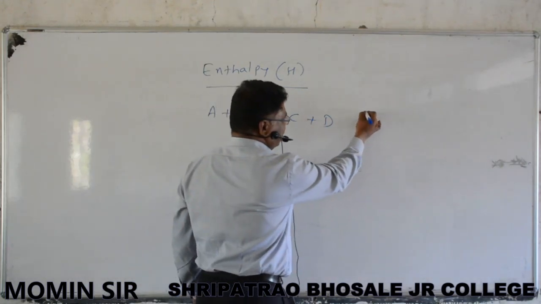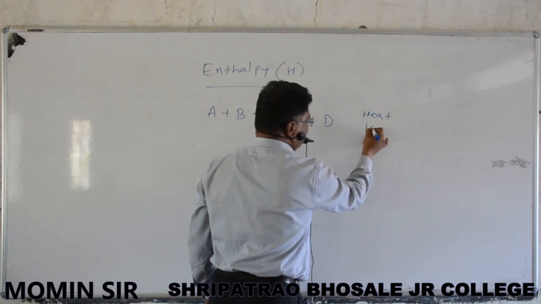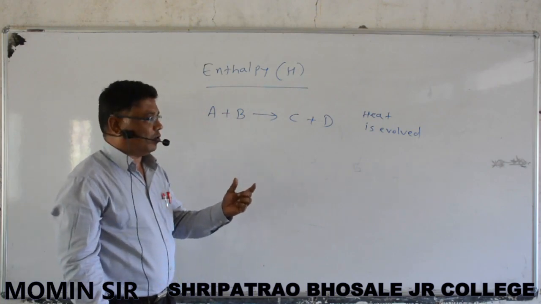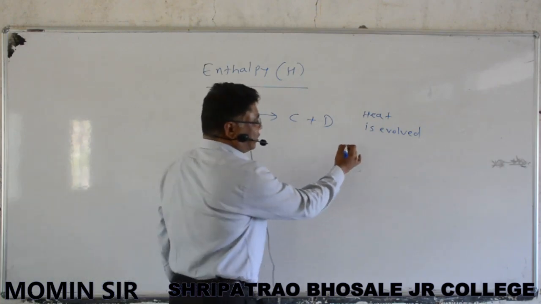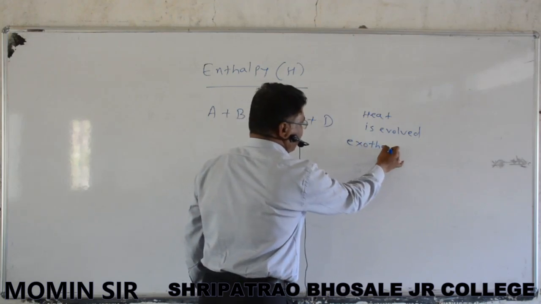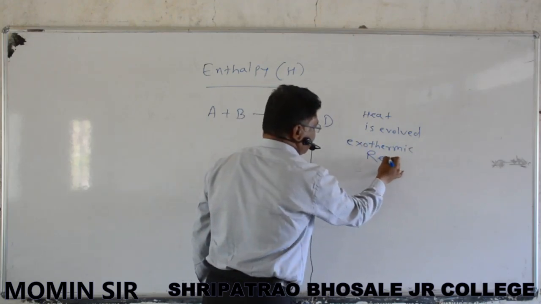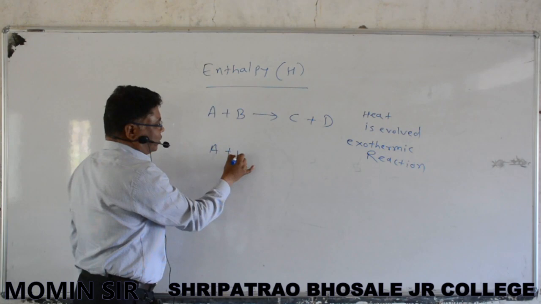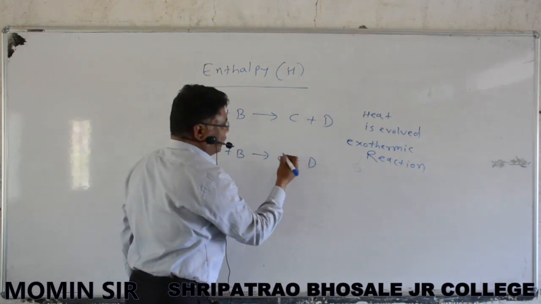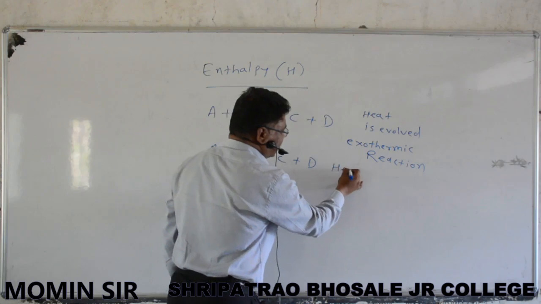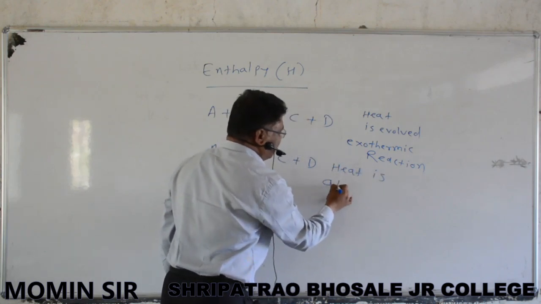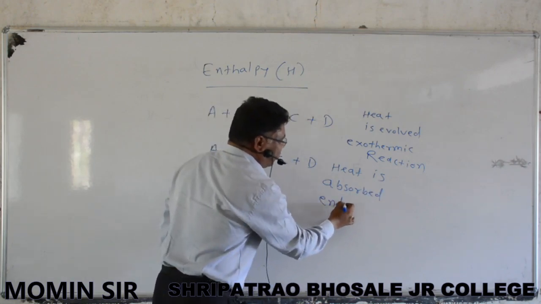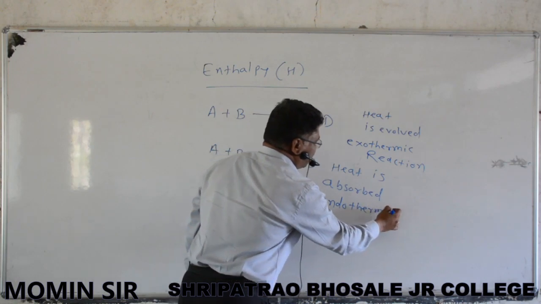So, in this reaction, heat is evolved. Suppose in this reaction heat is evolved, then this reaction is called exothermic reaction. And another reaction A plus B react to give C plus D. In this reaction heat is absorbed. Then this reaction is called endothermic reaction.